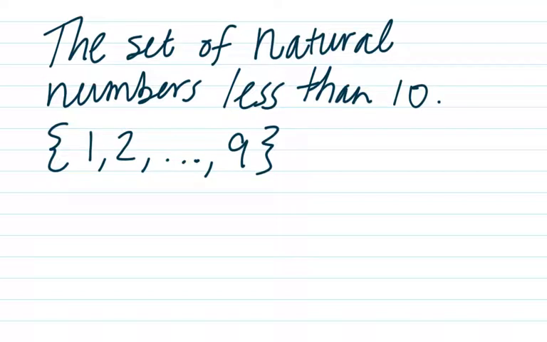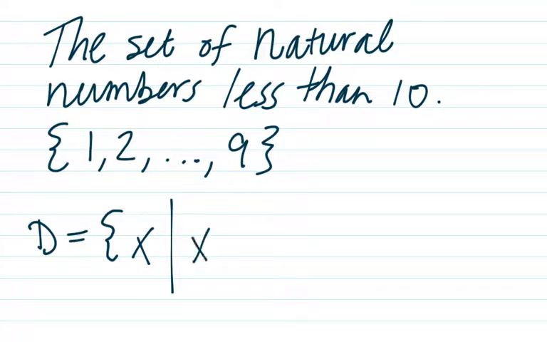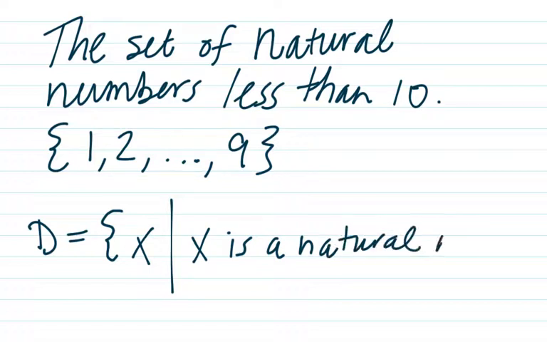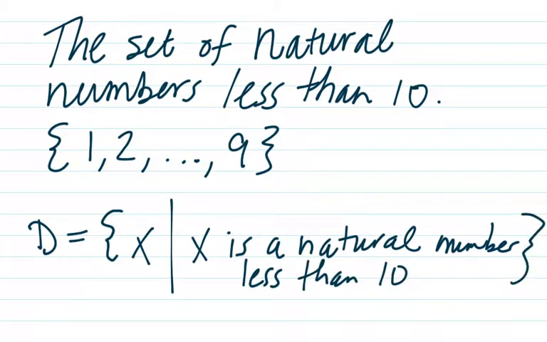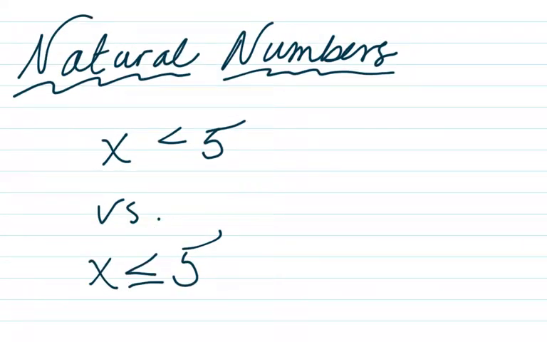To write this in set builder notation, we would say, okay, let's say D is the set, and it equals the set of all x's such that x is a natural number less than 10. Those are my conditions. I close the set. So let's take a look at a couple of very delicate and maybe very specific differences.